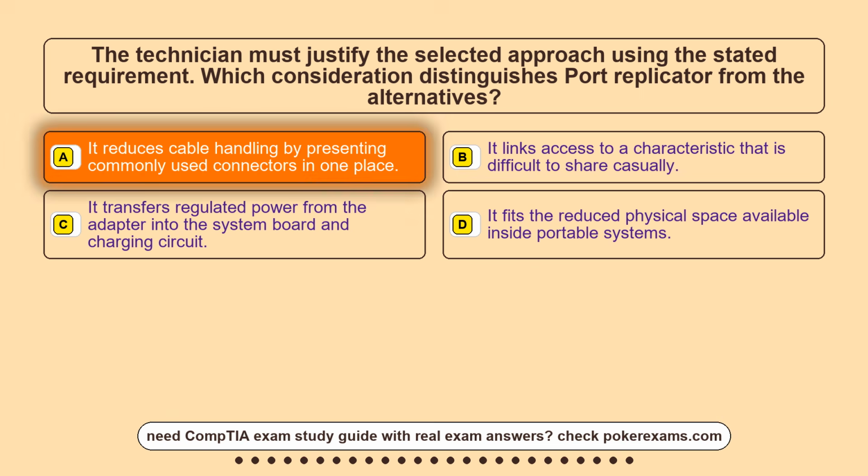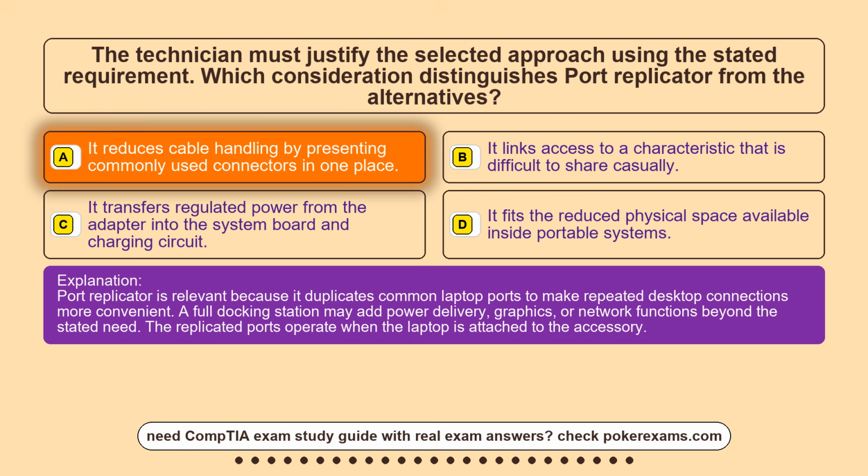The correct answer is option A. It reduces cable handling by presenting commonly used connectors in one place. A port replicator is relevant because it duplicates common laptop ports to make repeated desktop connections more convenient. A full docking station may add power delivery, graphics, or network functions beyond the stated need. The replicated ports operate when the laptop is attached to the accessory.